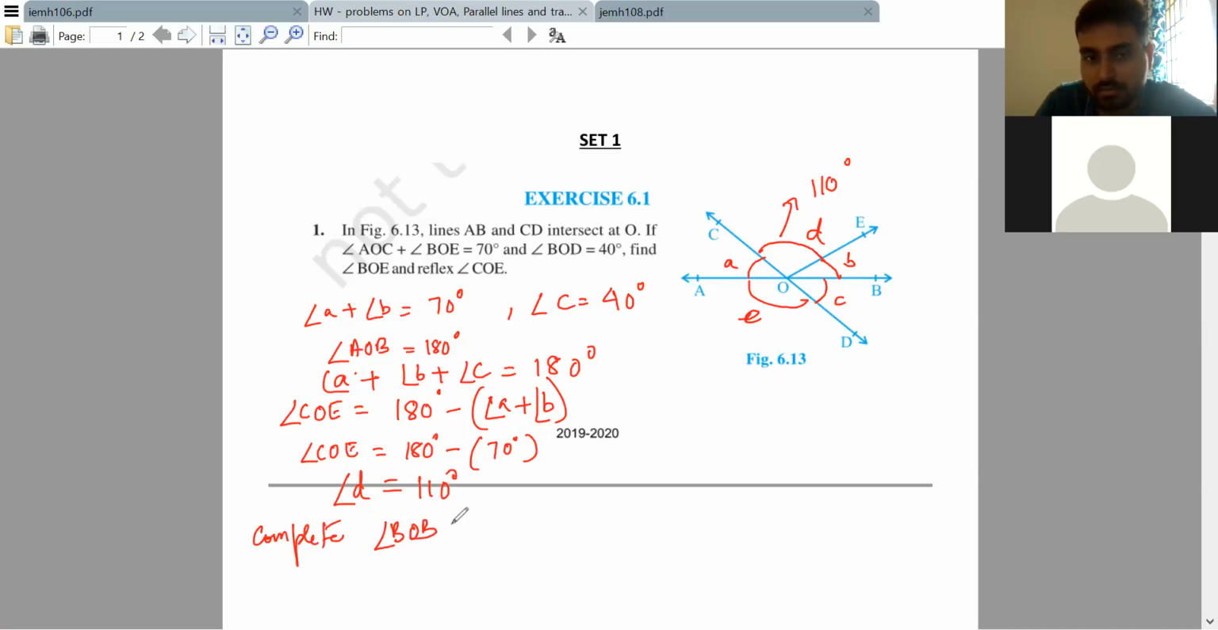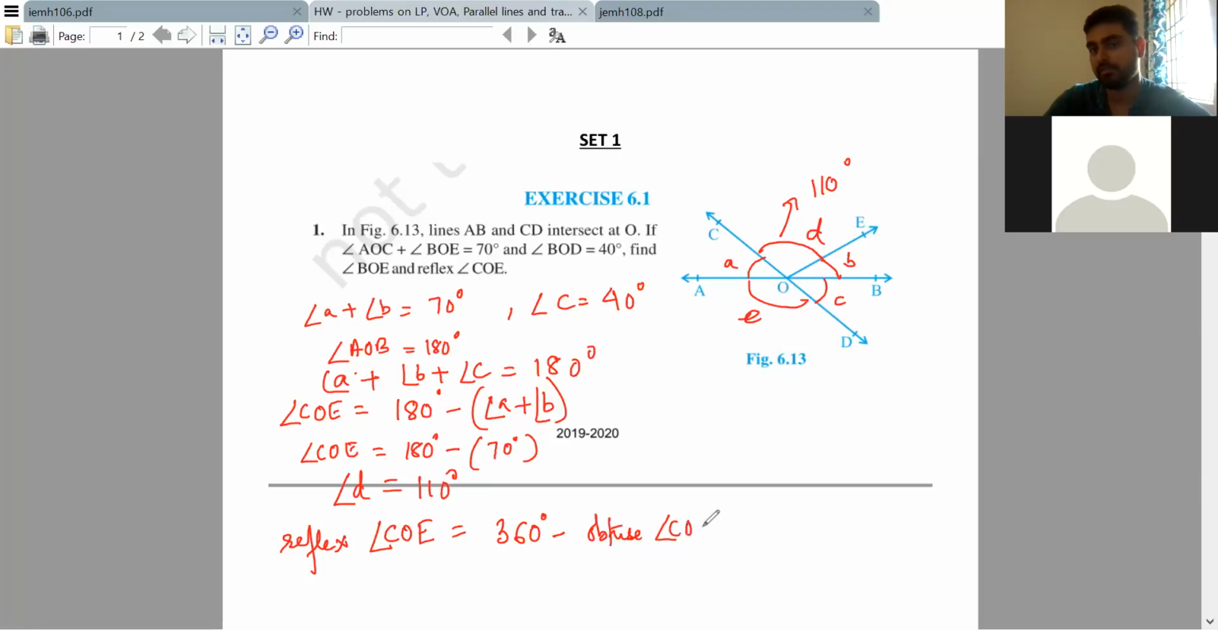Sir, reflex of COE is equal to... Okay, maybe writing this is not needed, but you have written it. It's fine. Continue. Reflex of COE is equal to BOB complete angle minus COE. You can directly write 360 degrees minus obtuse angle COE. Or, sir, you can write 360 degrees minus angle D. It will be quicker. Yes, sir. Good, Shiva. Very well done. That gives me 360 degrees minus 110, which is equal to 250 degrees.